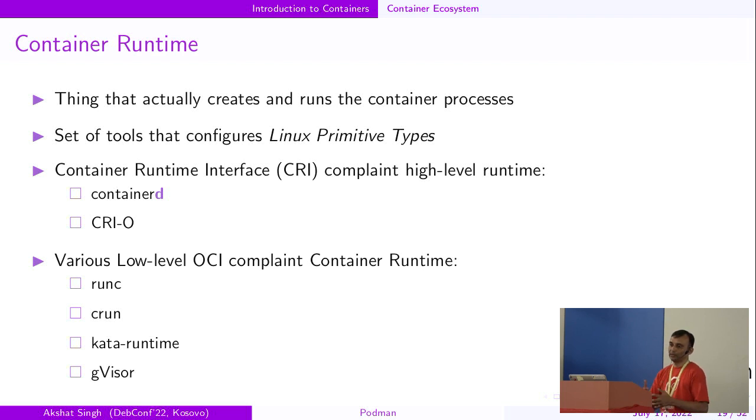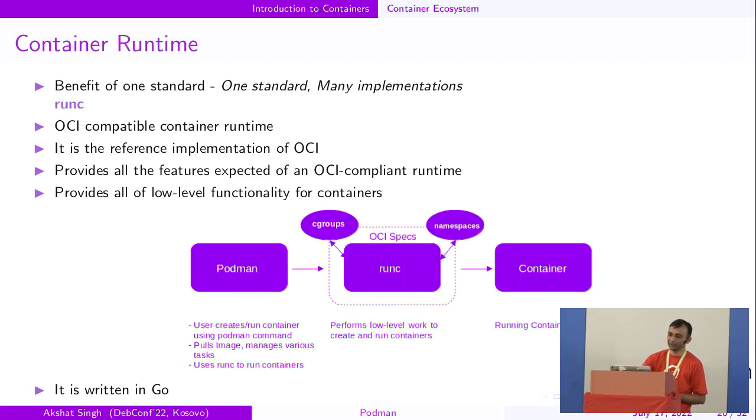As I have told, they are basically the tools that configure the Linux primitives. We have two types of container runtime, high level and low level. High level ones are containerd, which is by Docker, and CRI-O, which is by Kubernetes, used for orchestration like Kubernetes does. The low level ones, which actually perform the job, create the container and run the container, are the OCI runtimes like runc, crun, Kata, and gVisor.